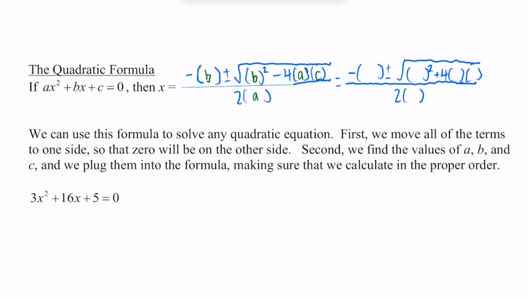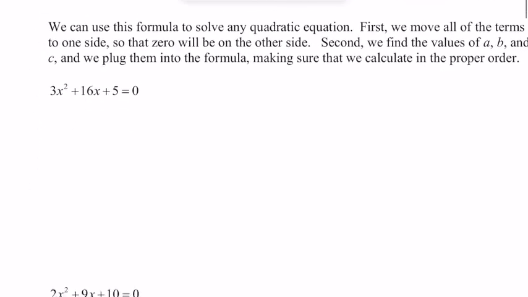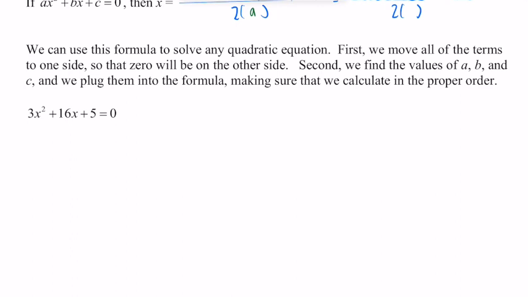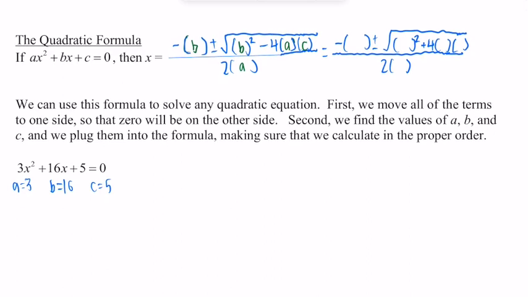Here we have 3x squared plus 16x plus 5 is equal to 0. We've already got everything on one side and it's equal to 0. Just like factoring, you have to have it equal to 0 before you can use the quadratic formula. Here we would have a is equal to 3, b, the coefficient of x, is 16, and c, our constant term, is 5. So let's use our quadratic formula now to solve this equation.